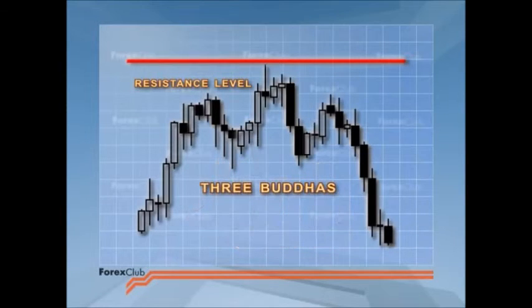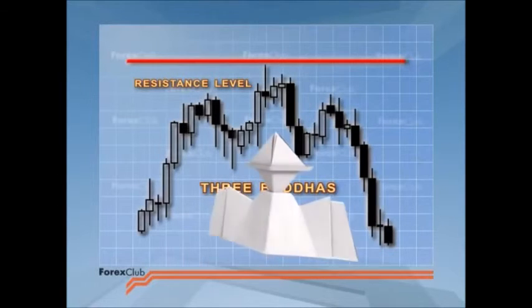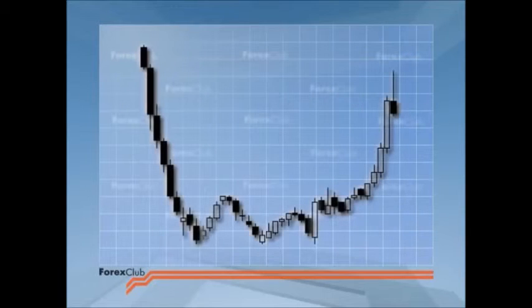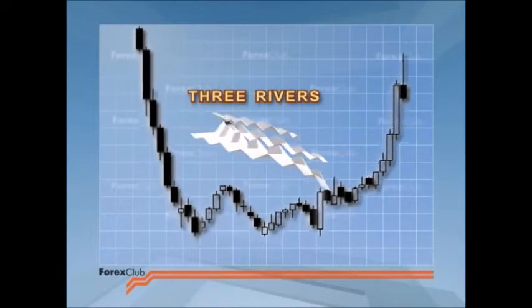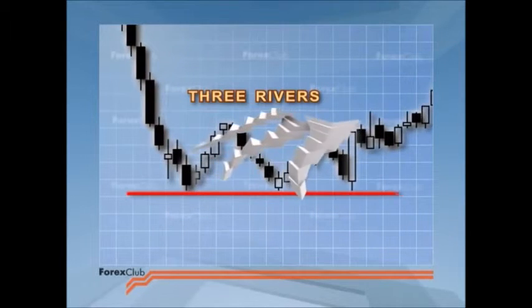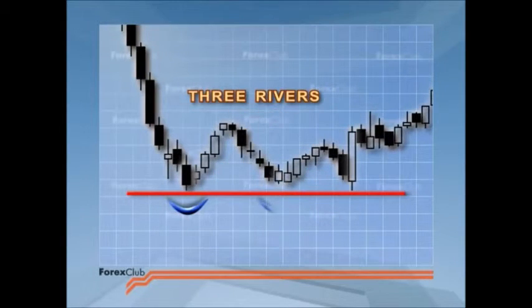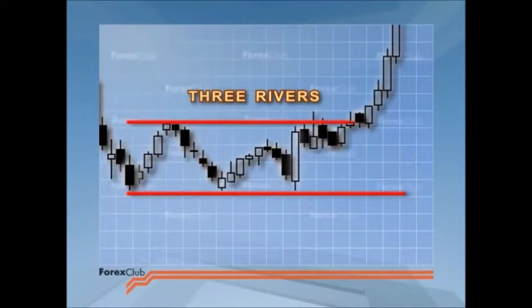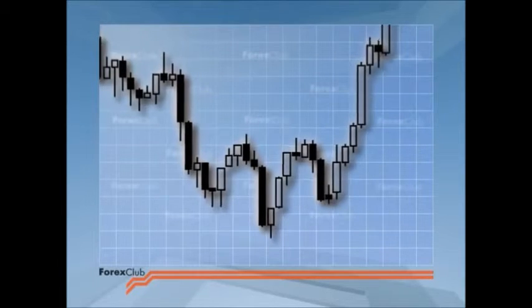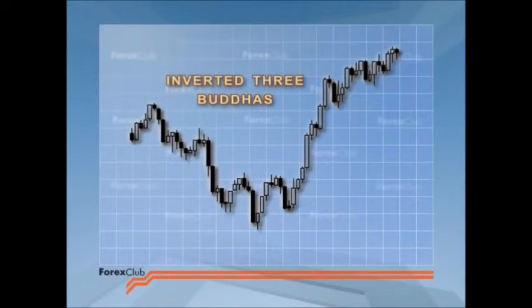In the West, this same pattern was named the more prosaic head and shoulders, although it had been identified and exploited in Japan for more than 100 years before. At the bottom of the market we find the 3 rivers. We get this pattern when price tests the same minimum level 3 times. The reversal pattern is said to be confirmed when price breaks through the level of the 2 intermediate peaks between the 3 river valleys. A 3 Buddha pattern found at the bottom of the market would be known as the inverted head and shoulders in the West.